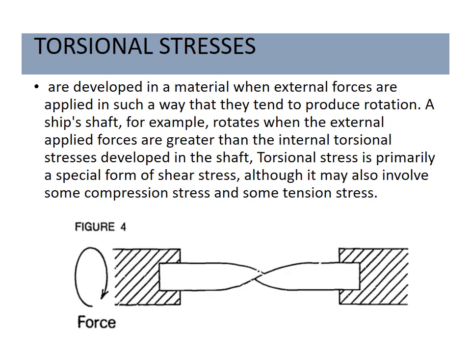Torsional stresses are developed in a material when external forces are applied in such a way that they tend to produce rotation. A ship's shaft, for example, rotates when the external applied forces are greater than the internal torsional stresses developed in the shaft. Torsional stress is primarily a special form of shear stress, although it may also involve some compression stress and some tension stress.